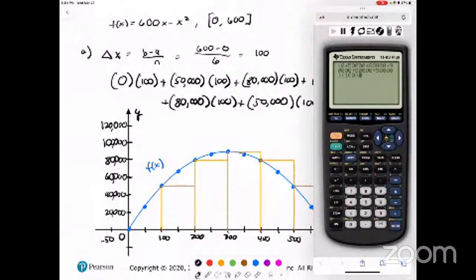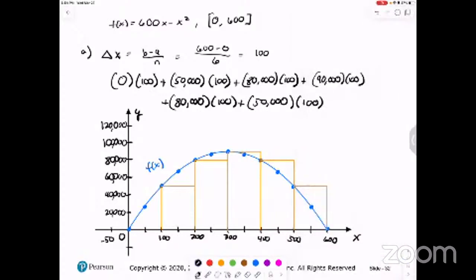Okay, so then using Riemann sums, if we break the region from 0 to 600 up into 6 subintervals, based on this image, we get an area of 1, 2, 3, 35 million. I feel like my numbers are off.